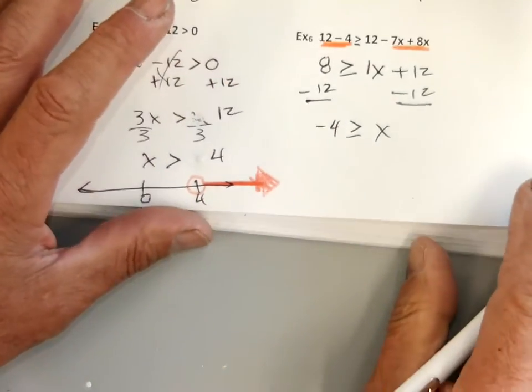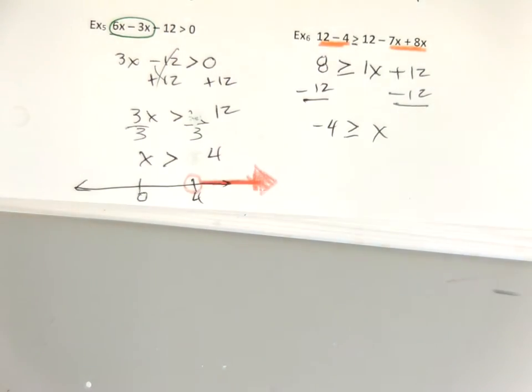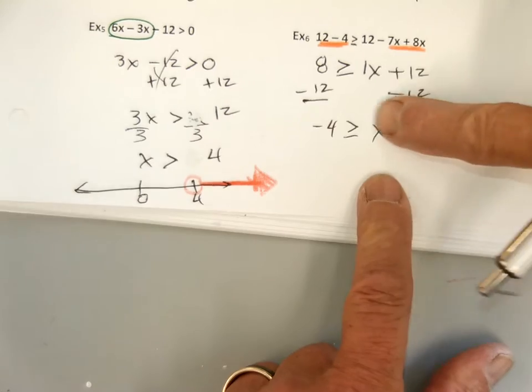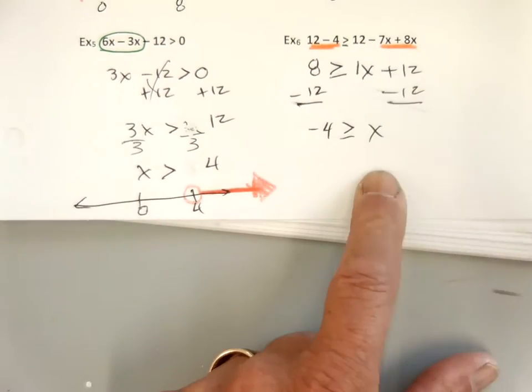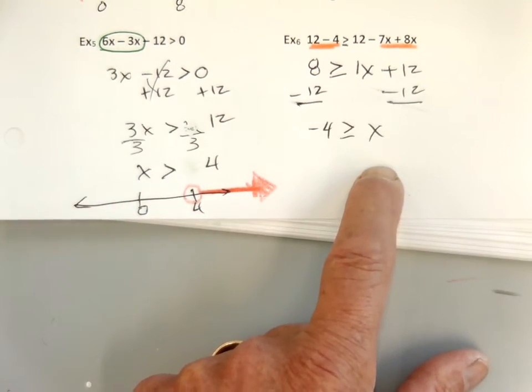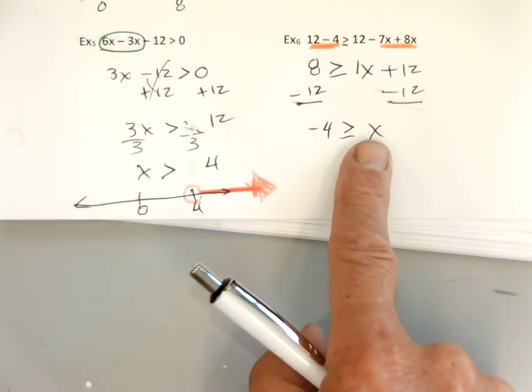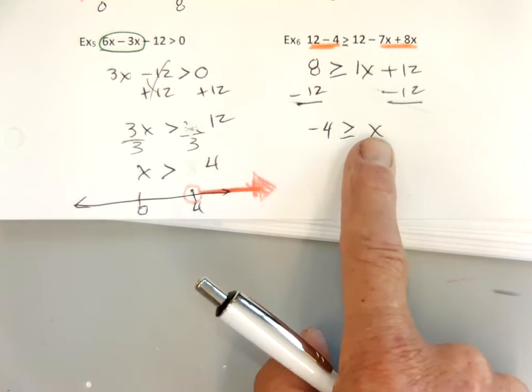Now read the variable first. Read the variable first, okay? Tell me, what do you see when you read the variable? You're going to read it backwards. What's it going to say? X is what? Nice. It is less than, right? I mean, so you want numbers less than negative 4.